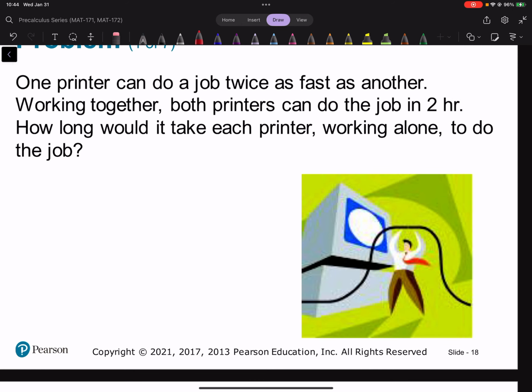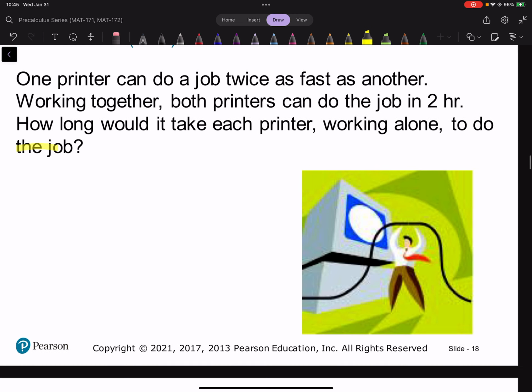One printer can do the job twice as fast as another. Working together, both printers can do the job in 2 hours. How long would it take each printer, working alone, to do the job? Okay, so the job is a clue. Both printers can do the job in 2 hours is a clue. And also, one printer can do a job twice as fast as another. So when we come down to our formulas, we have r equals 1 over t sub r, which is the time required. And we'll go fast, slow.